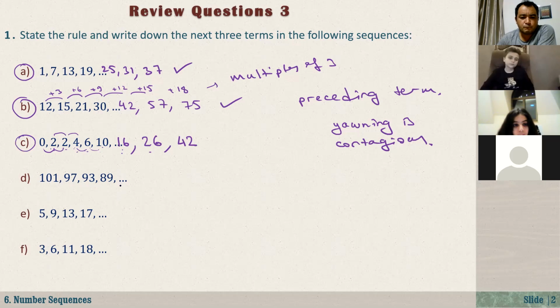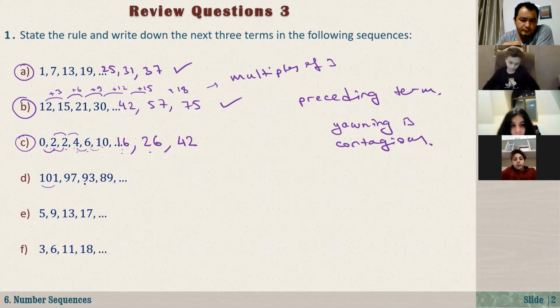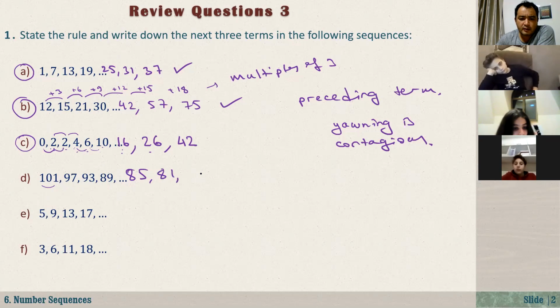Selin, next question, D. Minus 4, and it will be 85, 81, and 77. So start with 101 and subtract 4 to get the next term, right? 101 minus 4, 97, minus 4, 93. It will be 85, 81, and 77. 77.